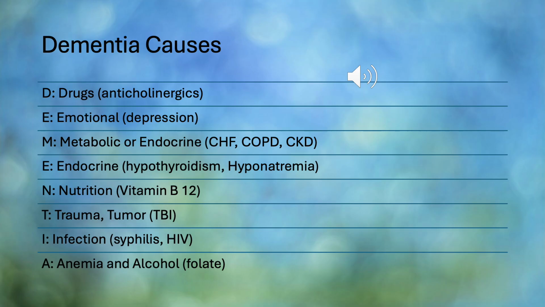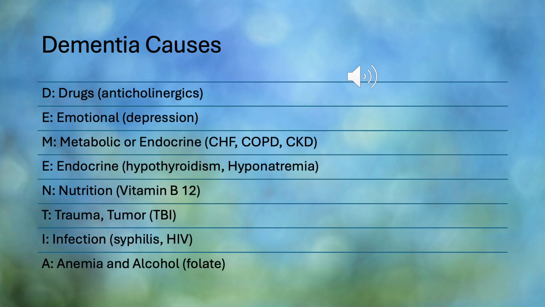M stands for metabolic. So this is conditions such as chronic heart failure, chronic obstructive pulmonary disease, chronic kidney disease. So they can present with symptoms of dementia, or they can cause dementia after somebody has had these conditions for a long time. E is endocrine for hypothyroidism or hyponatremia. We learned this semester that sodium really regulates neurological function. So that's interesting. Next semester, you'll learn about thyroidism.